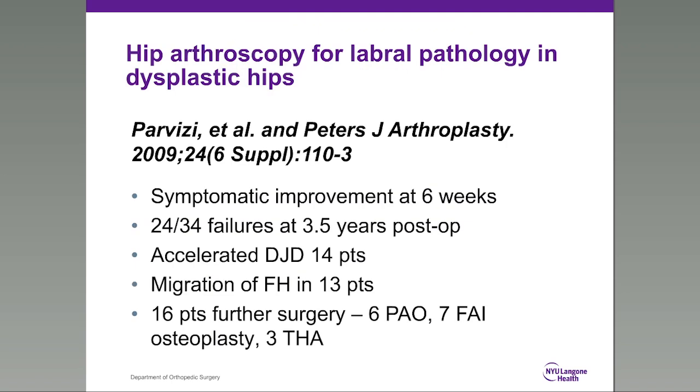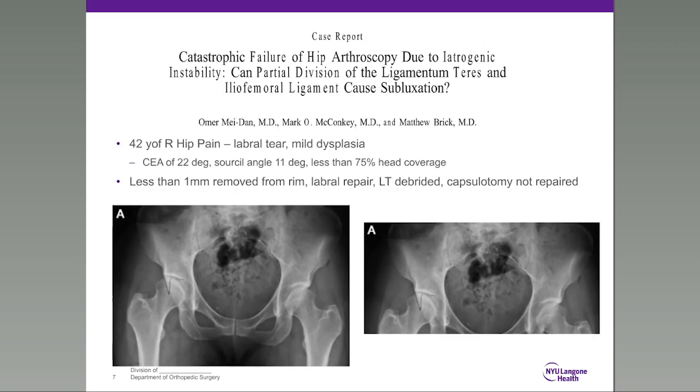This is a well-quoted study about why arthroscopic surgery of the hip for dysplasia may not be a great idea. Parvizi looked at 34 patients. 24 of these patients, while they had some symptomatic improvement at 6 weeks, failed by 3.5 years. There was accelerated arthritis in 14 patients, migration of the femoral head in 13, and 16 of these patients needed further surgery: 6 PAOs, 7 FAI osteoplasties, and 3 total hip replacements. So not very good. And we've learned a lot from case studies as far as arthroscopic surgery.